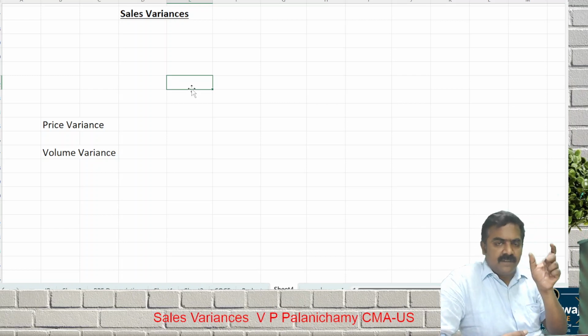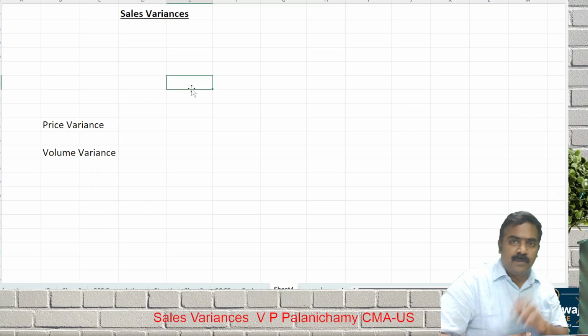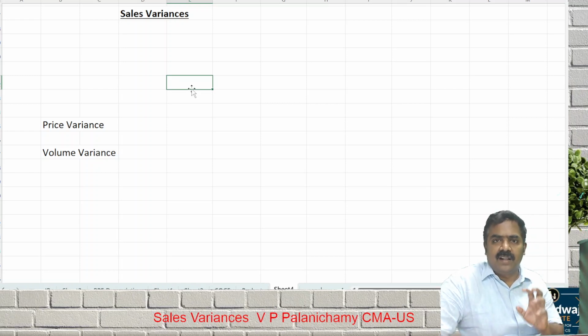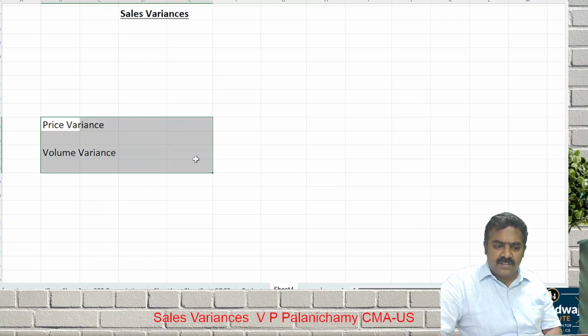There is a budgeted revenue and there is an actual revenue, sales, not profit. I'm not talking about profit, I'm talking only about the revenue part of it. Why are we not getting the targeted revenue? Seasonality and competition. Seasonality and competition result in two things: a change in price and a change in the quantity sold.